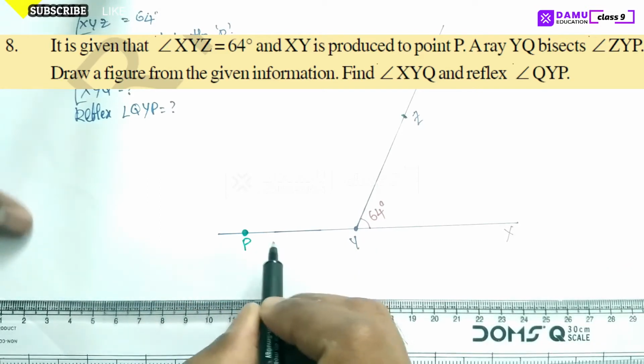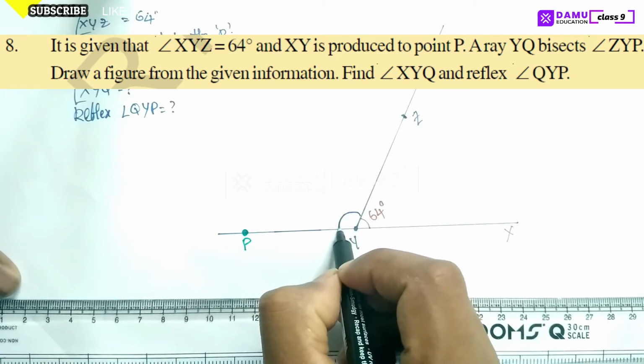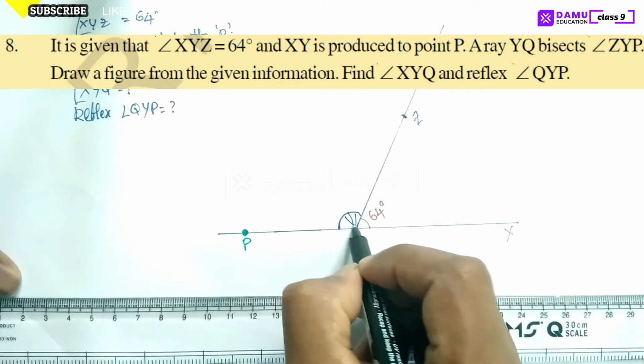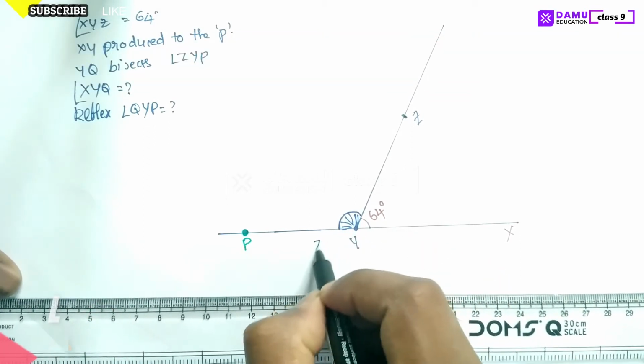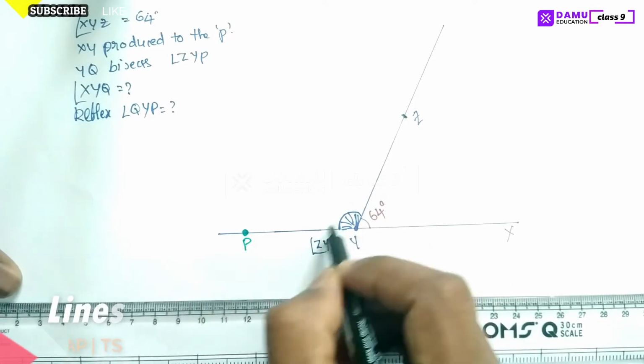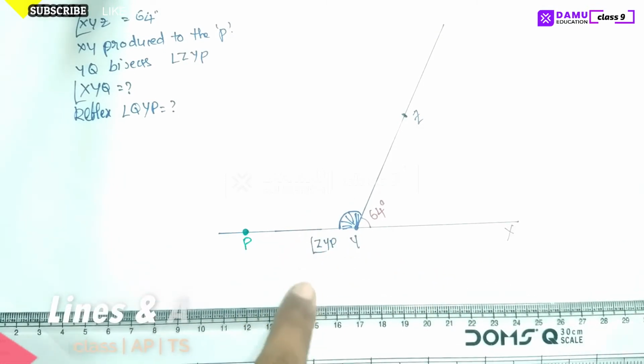So angle ZYP is this one. So this angle is ZYP. What is this angle? This angle is ZYP, this side. So a ray YQ bisects the angle.